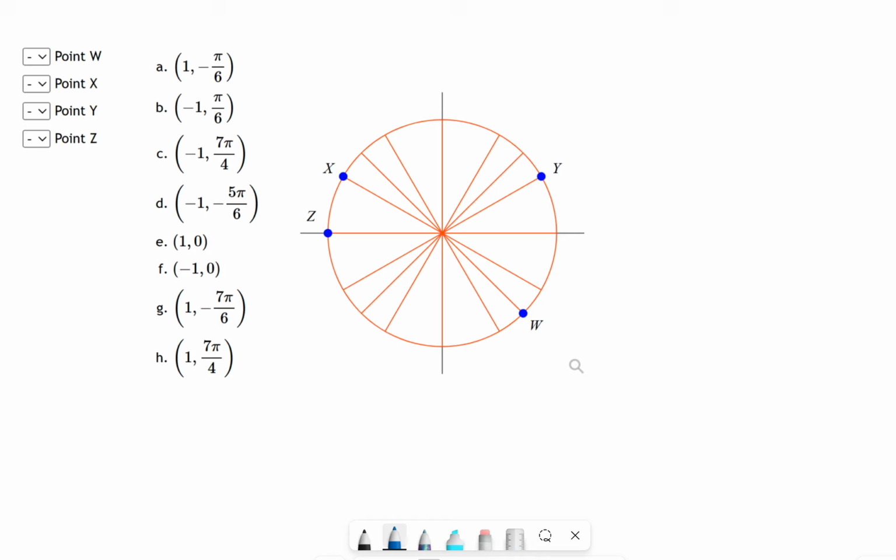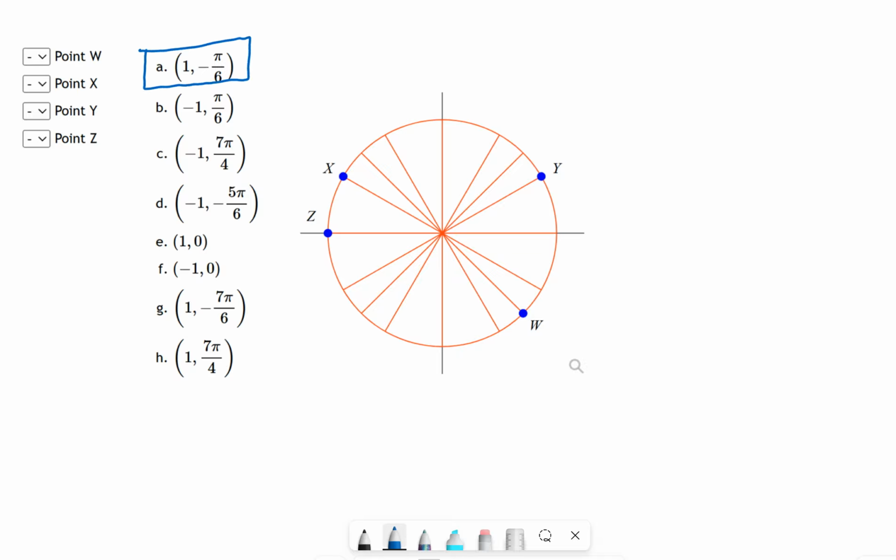Polar coordinates can be a little tricky to graph because there's so many different ways of saying the same place on a coordinate plane. It's not like x and y where there's a single x and y value. You have options with polar coordinates. So I'm going to go through an example of how you match these things up.